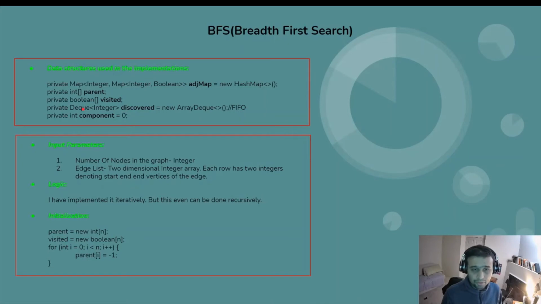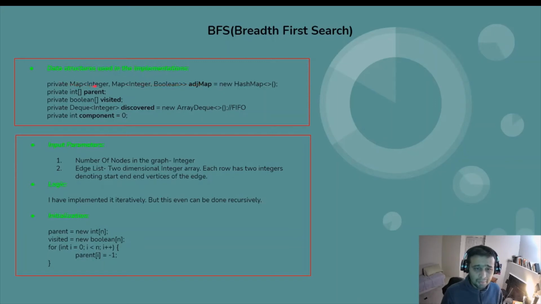It is pretty straightforward. As an input parameter, we will receive the number of nodes in that particular graph and the list of edges. The list of edges we will receive in a two-dimensional integer array, and every row will have the start vertex and the end vertex. So that is the edge representation. That's how we will have the total number of edges in this edge list. And then out of this edge list, we will build an adjacency map.